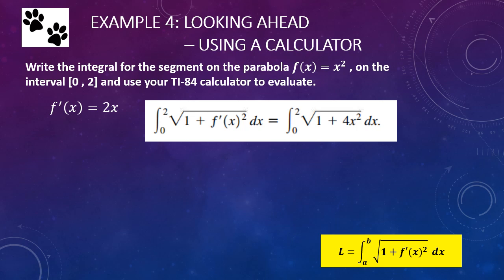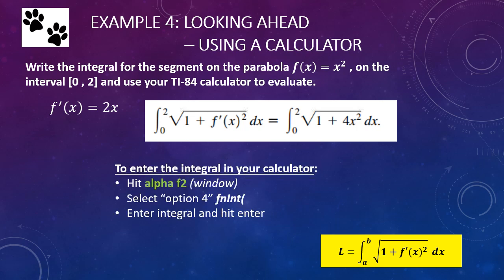Now to enter this into your calculator, hit the alpha button and the F2 button, which is the window button at the top, and then you'll see a number of options there. Option number 4 is function integral. So select that, and then you'll see a window there where you can enter in the limits and then the formula, a square root. If you don't have a square root key, which you should have on your TI-84, you can do that as an exponent to the 1/2, which will work as well.